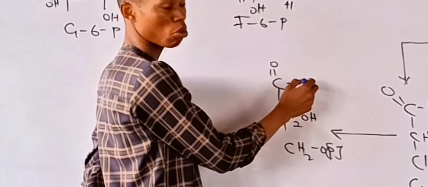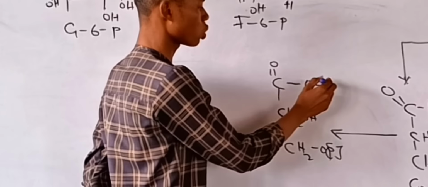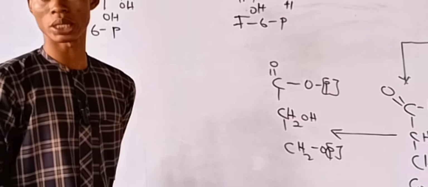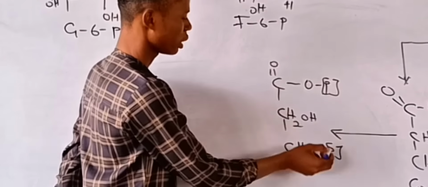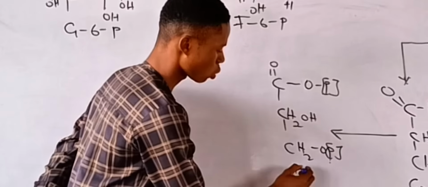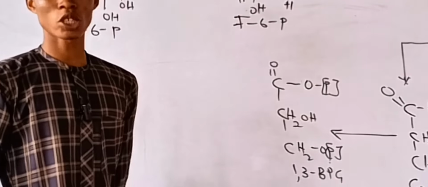What do I add? A phosphate group, right? But I cannot just attach the phosphate group like this, so I have oxygen, right? So this is my 1,3-bisphosphoglycerate. The next one is what?